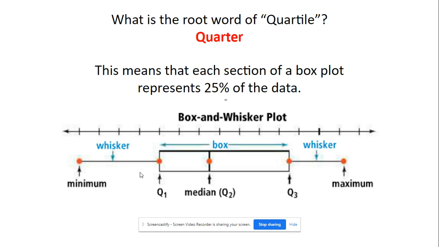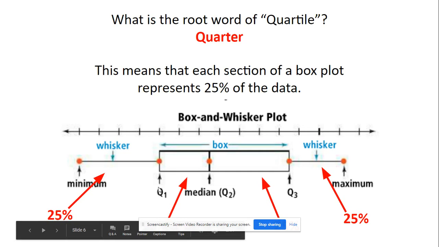So from the minimum to quartile 1, we have 25% of our data. From quartile 1 to the median, we have 25% of the data. From the median to quartile 3, we have 25% of our data. And then from quartile 3 to the maximum, we have 25% of our data.